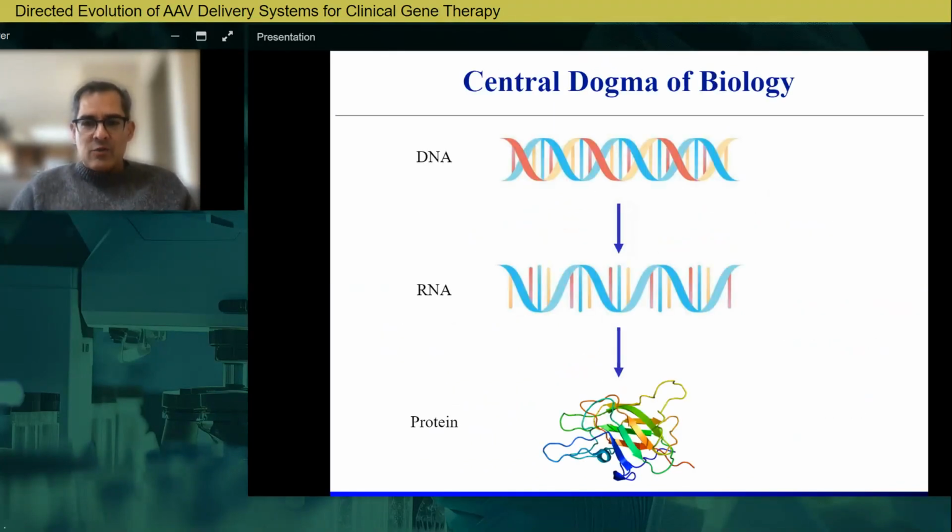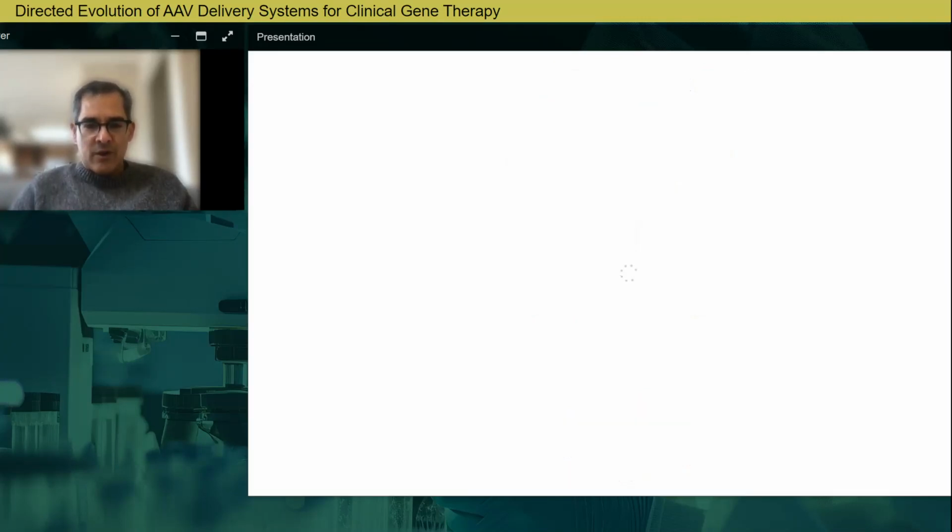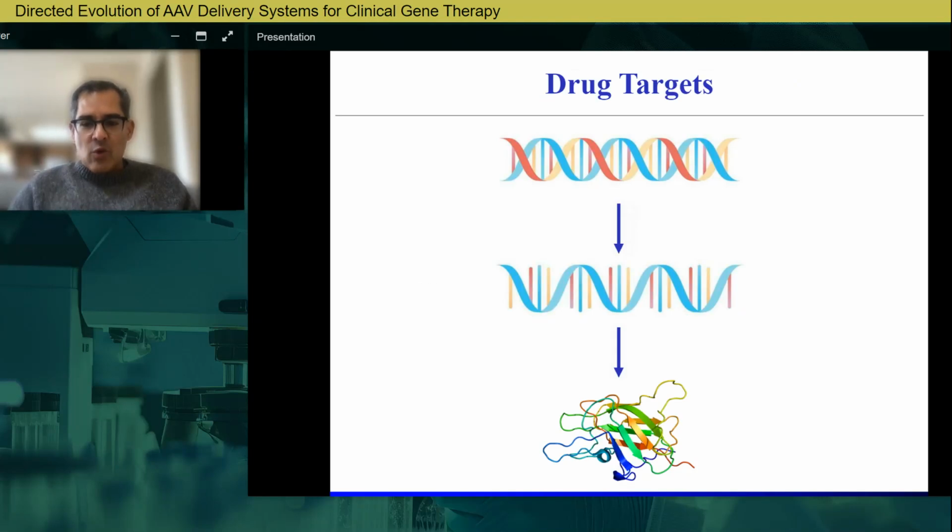So if we back up all the way to the central dogma of biology, a very basic tenet within that field, it posits that information flows from DNA, which is the long-term repository for storing information within our cells, through RNA and then to protein. And from the point of view of a drug developer, each one of these levels of molecules is a potential drug target. So the majority of therapeutics or pharmaceuticals used in the market and in the clinic these days target at the level of proteins.